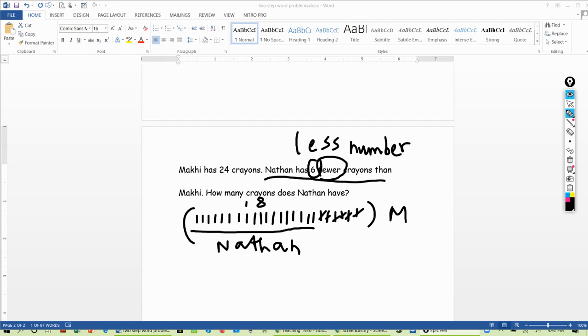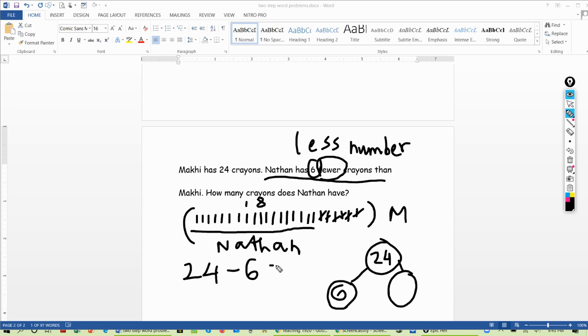So now if you were to do this in a math mountain, this is what you would do. You would go ahead and draw a math mountain, and of course we know that the total number goes here on the top. That's 24, and we know that Nathan has 6 fewer. So your equation would be 24 take away 6 equals crayons, right? So 24 take away 6. Let's do that. 24 take away 6.